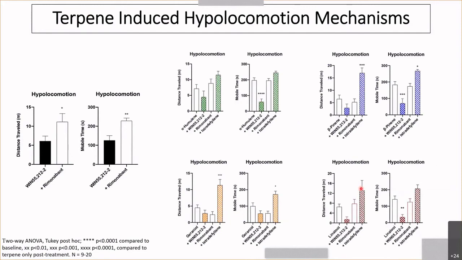We saw no CB1 reversal. However, we did see adenosine 2A reversal with beta-pinene and geraniol, but not linalool and alpha-humulene. So again, this is complicated. I don't expect everyone to memorize which ones are involved, but just understand that the different terpenes are working through different receptor systems in different ways to achieve these behaviors.